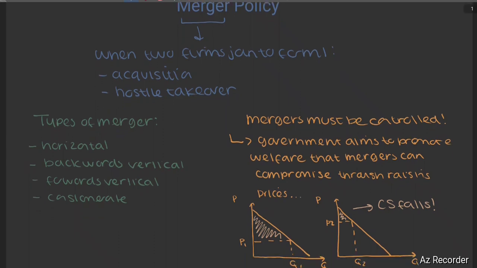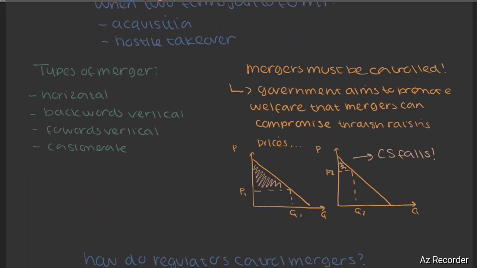So mergers must be controlled. This is because a government aims to promote the welfare of citizens, and mergers can compromise this welfare. So take a horizontal merger. If two firms merge and the market share of the merged firm rises, then this allows them to charge a greater markup, a greater premium.